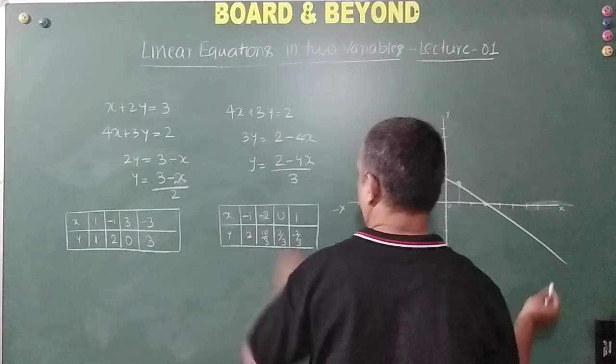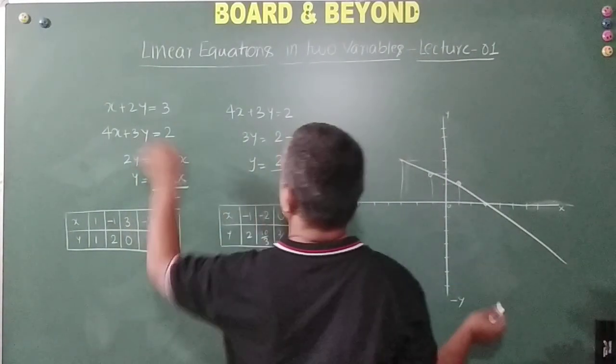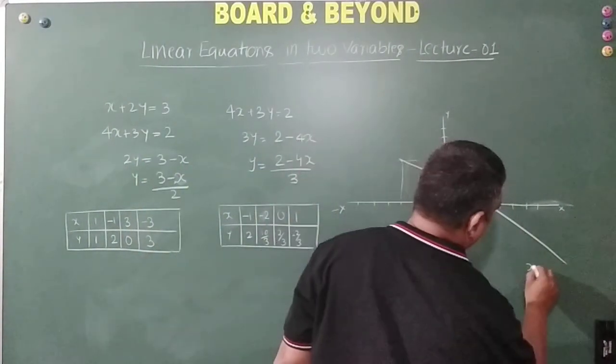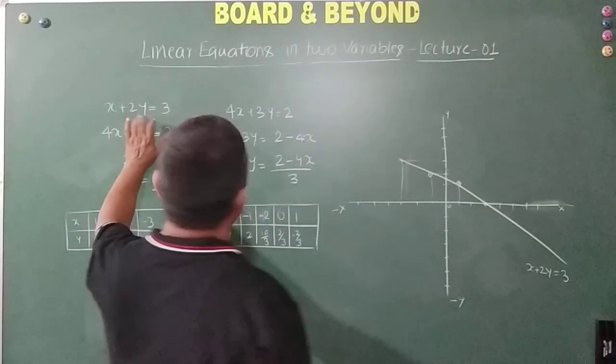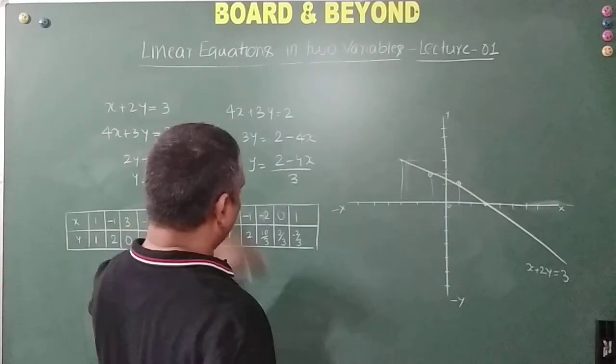Okay, no problem. So this is our representation of which line, friends? This is x plus 2y is equal to 3, our first equation, right? Let us plot the second one.